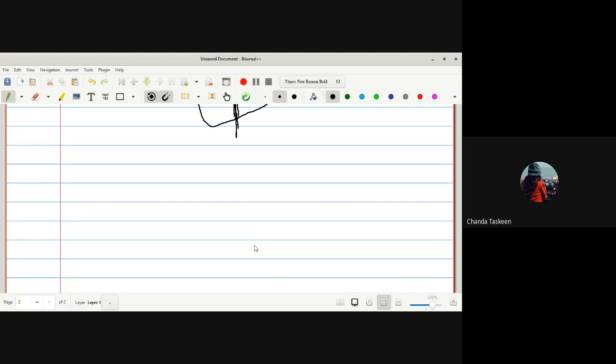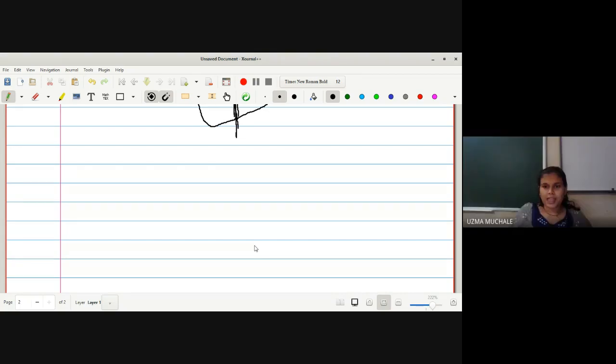a into x minus x naught plus b into y minus y naught plus c into z minus z naught is equal to some constant. Okay. So what we will do, I will write down first what you have told. a into x minus x naught plus b into y minus y naught plus c into z minus z naught is equal to some constant. Okay.